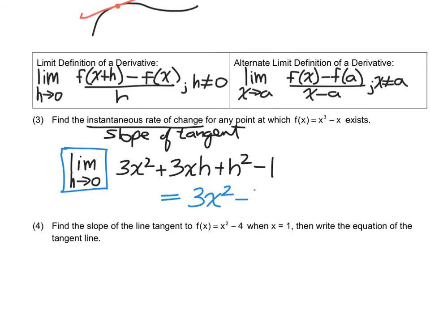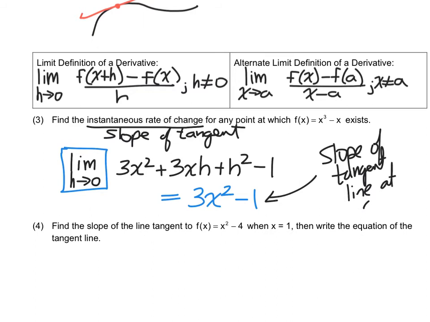3x squared minus 1. All right, and what this represents is the slope of the tangent line at any x value.